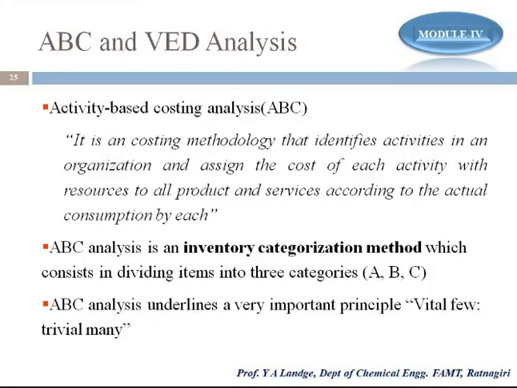So we identify an activity in the organization, assign the cost of each activity with the resources, and then for all the products and services we can see how much consumption is taking place, and how to control things. This is very important. It is very useful when we are using raw materials for the process plant, or when we are producing the product. That time we can control the production, and control the purchasing of the raw material, so it is important.